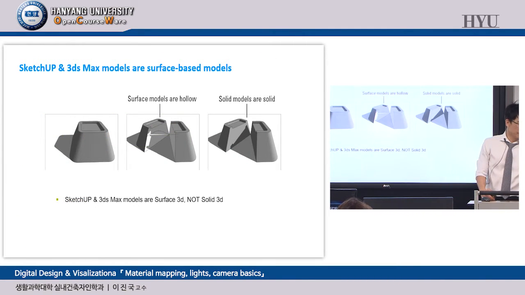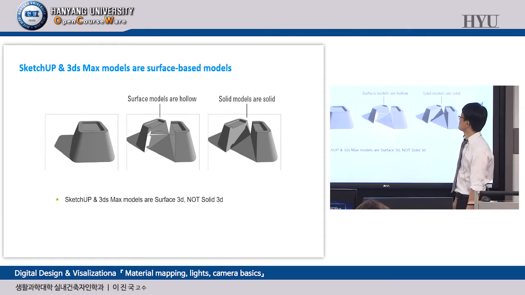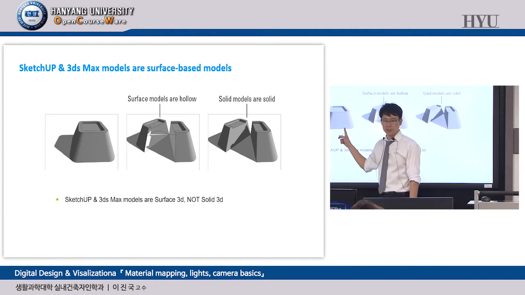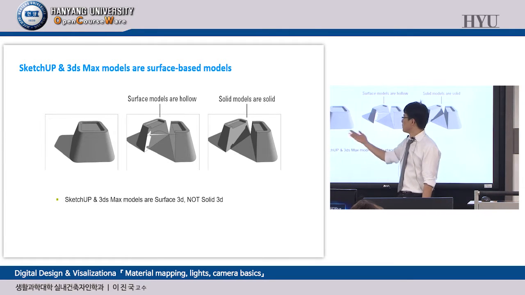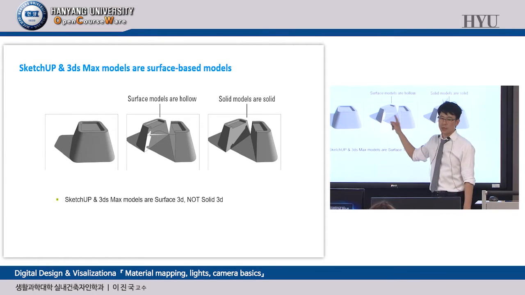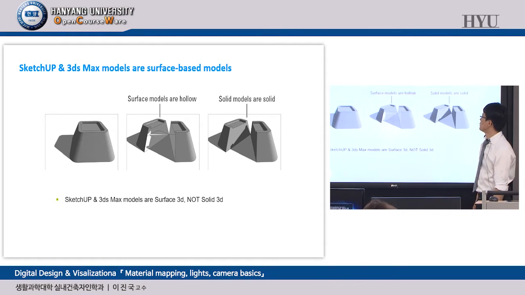So SketchUp and 3ds Max models are surface-based models. What is surface-based 3D? Take a look. This one is 3D. What if you remove the bottom or top surface? You can find out the inside of this object is hollow, empty. That is surface-based 3D. But if this is solid 3D, you can find out it is solid-filled inside.